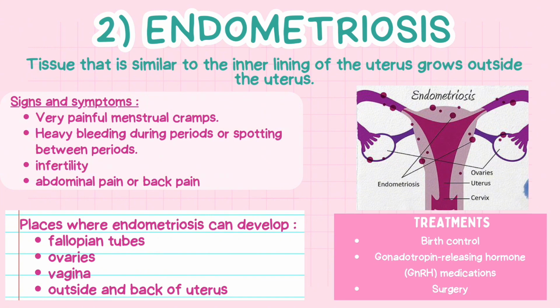Endometriosis can develop in several places, including fallopian tubes, ovaries, vagina, and also outside and back of the uterus. The treatments for endometriosis includes birth control, gonadotropin-releasing hormone, medications, and also surgery.